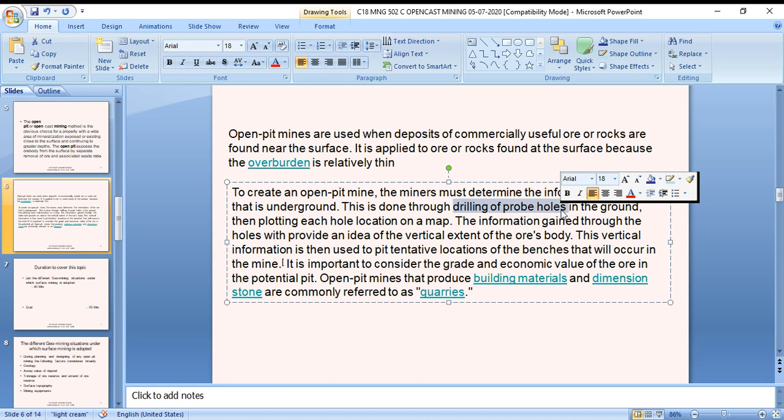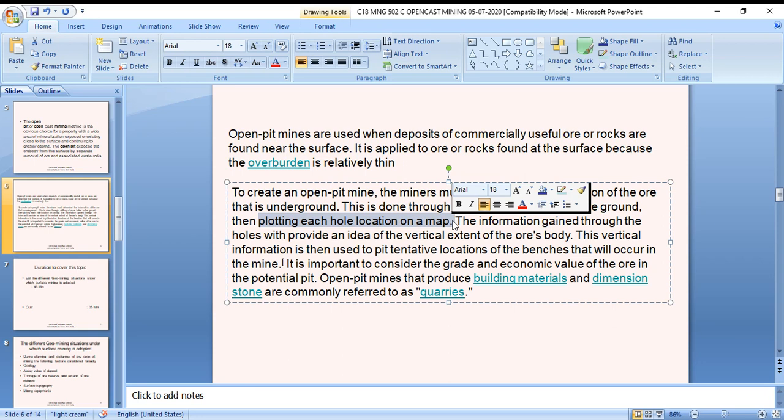In the particular area, the depth from the surface may be 100 meters in some areas, 200 in others. That means there is a dipping in that direction. So the block dimensions are identified, and the locations are plotted. The information gained through the holes provides an idea of the vertical extension of the ore body.